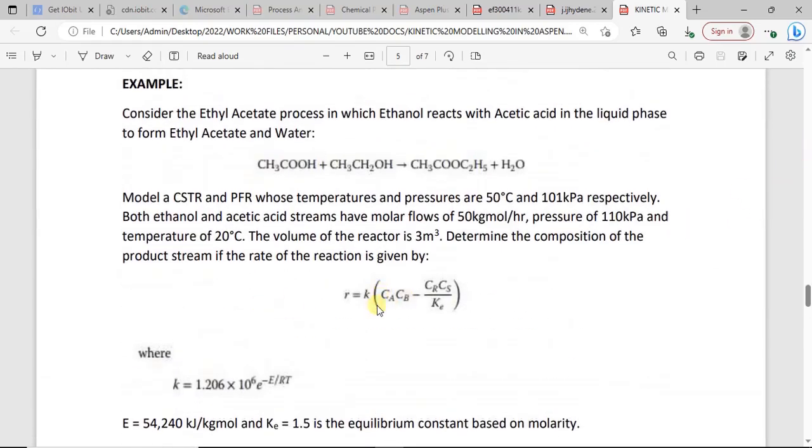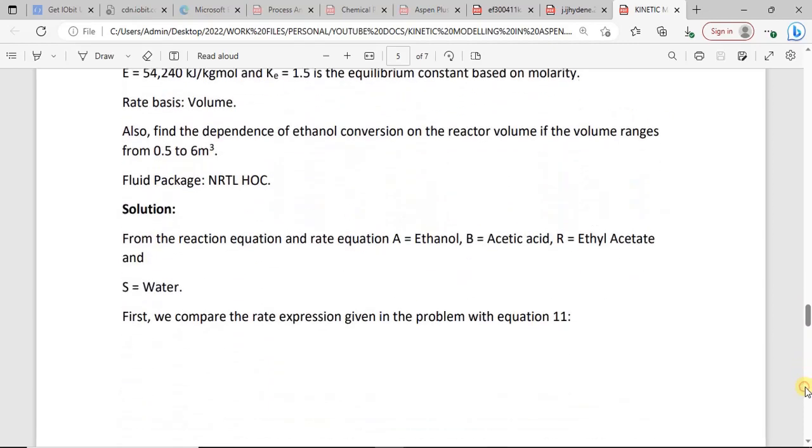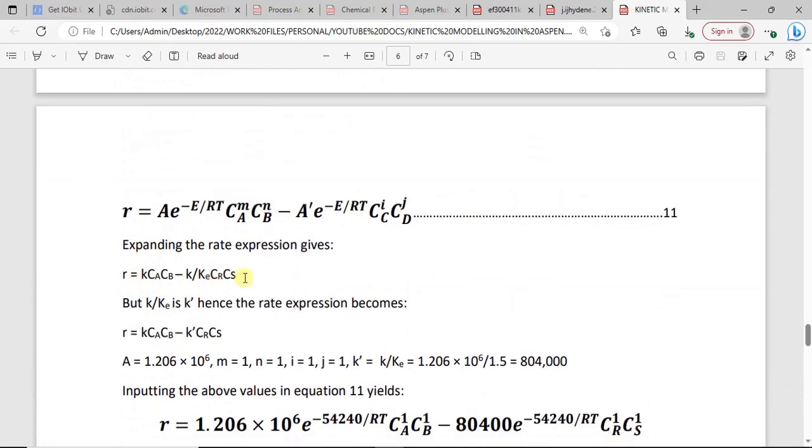You just expand this, so it becomes K CA CB minus K over KE CR CS. Just open the brackets and you will get this. But we already know that K over KE is K prime. So if you do your substitution, you should have R is equal to K CA CB minus K prime CR CS. So comparing this with equation 11, you can generate all of this data.